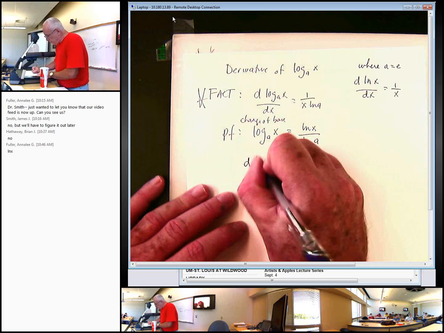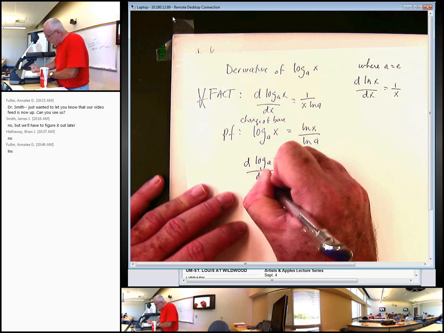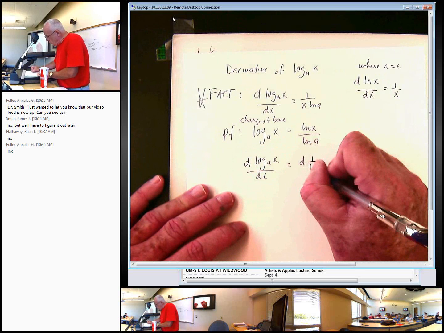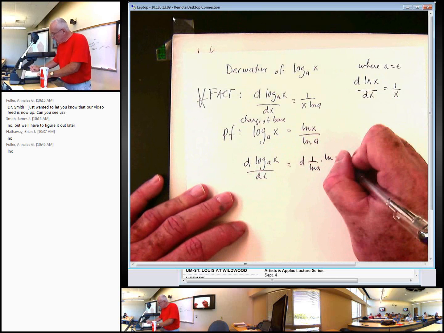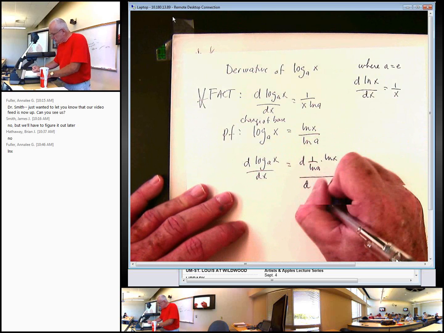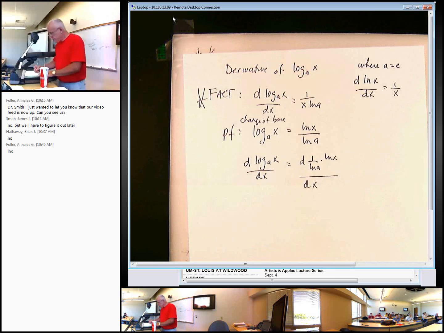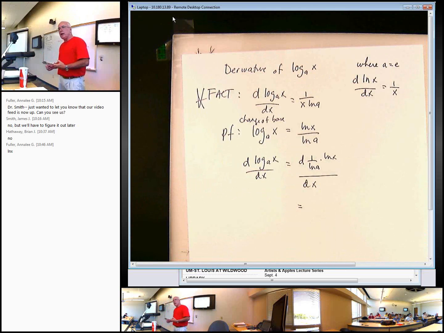So the derivative of log base a of x with respect to x is going to be the derivative of, let's write it this way, 1 over the natural log of a times the ln of x. I'm just spacing out the ln of x over ln of a. And we can get the derivative of this right-hand side.